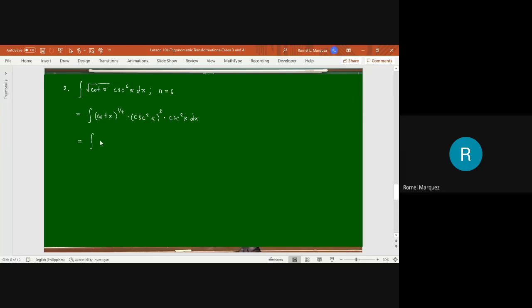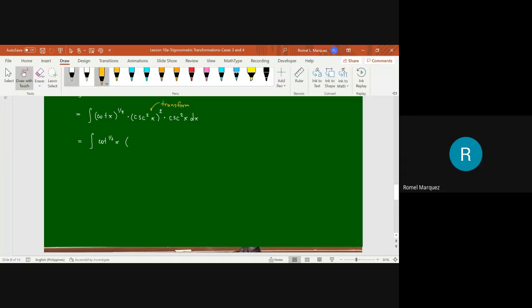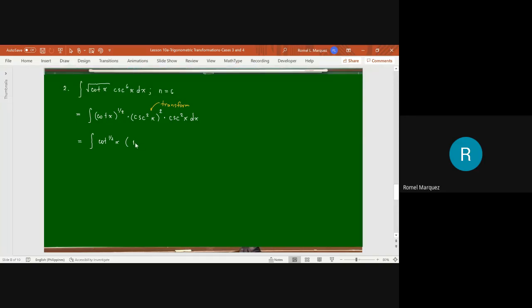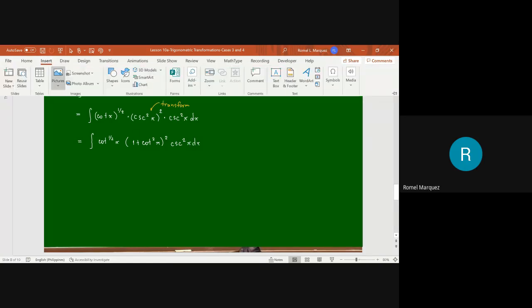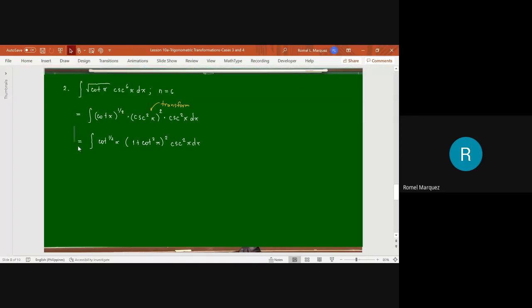So we have the integral of cotangent to the 1/2 of x times, or let's transform this. And this is to be transformed until you come up with a function in terms of cotangent. So this is 1 plus cotangent squared x raised to 2. Okay, guys? Let me put this here, because I think I will be needing space.